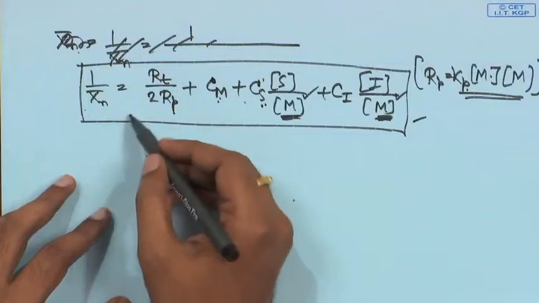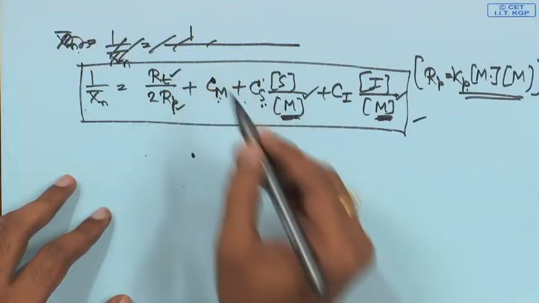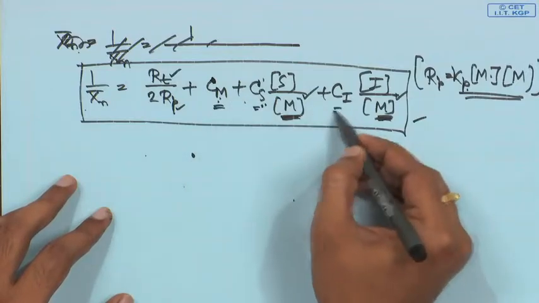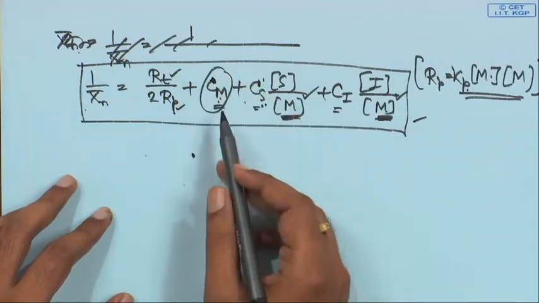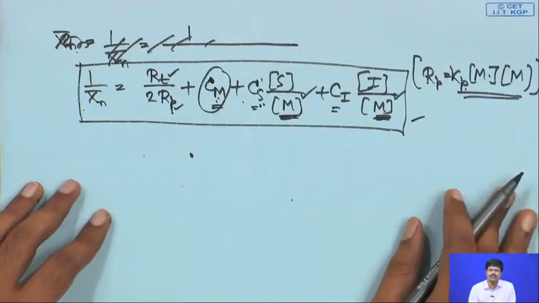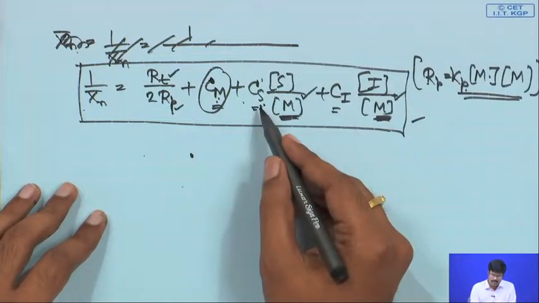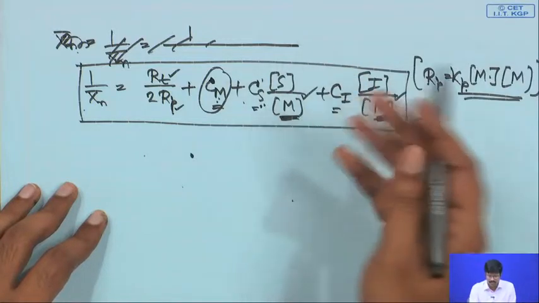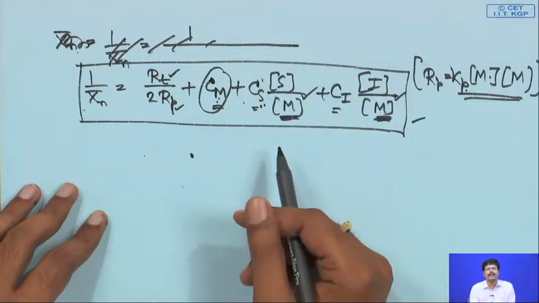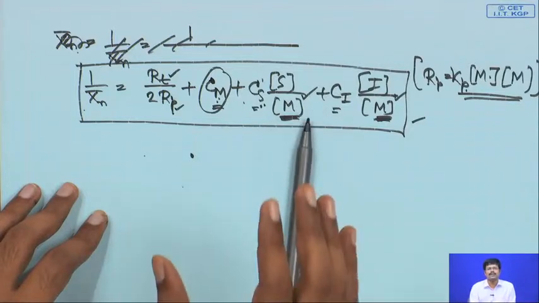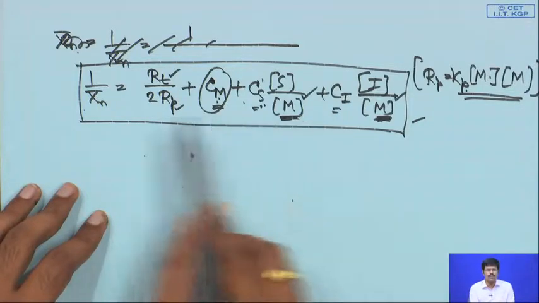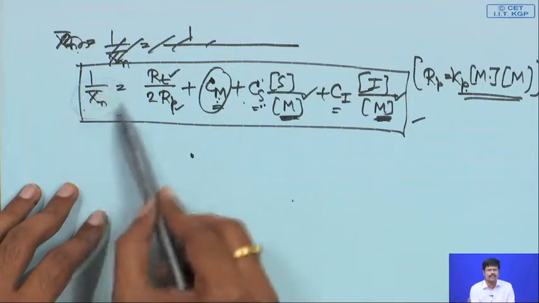So, 1 divided by x n is related to R t and R p both, and you have all these extra terms. C m is the monomer chain transfer constant, and C s is the chain transfer constant to, say, a solvent, or to an external compound that you have added. Typically, that kind of compound is called a chain transfer agent. All these things will modify your molecular weight, because they are modifying your x n bar.